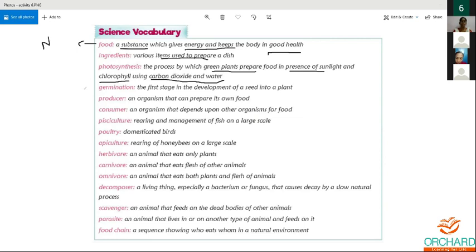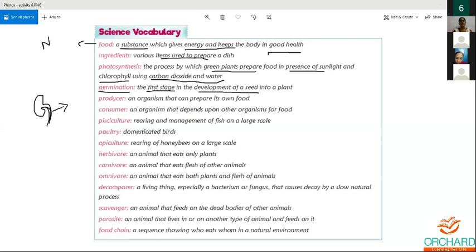And the fourth one is germination, the first stage in the development of a seed into a plant. Okay, in moong dal you will be getting this white colored thing, right? So that is the process. Okay, so the seed starts to grow, you call it germination. So what actually germination is, it is the first developmental stage of a seed into a plant. Okay, the growth here becomes the first developmental stage. So that is called germination.